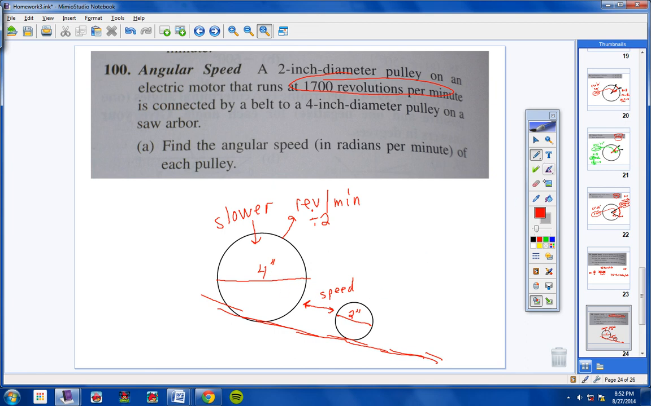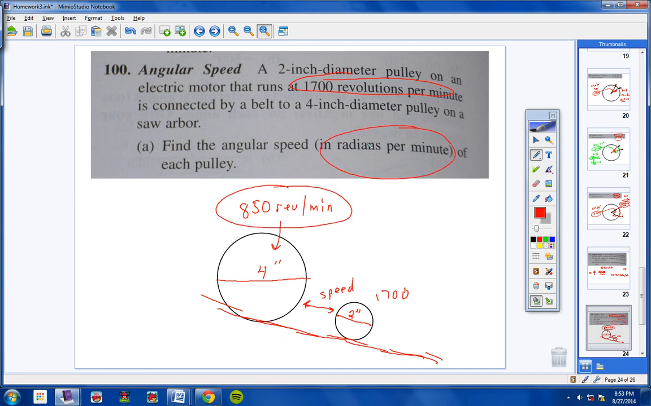So if the revolutions for this pulley here was 1,700 per minute, cut 1,700 in half, the revolutions for this pulley would be 850 revolutions per minute. So now that we know the revolutions per minute, isn't it going to be really easy to convert this over to radians per minute? Oh my, sure it is, definitely. And here we go, this will be easy.